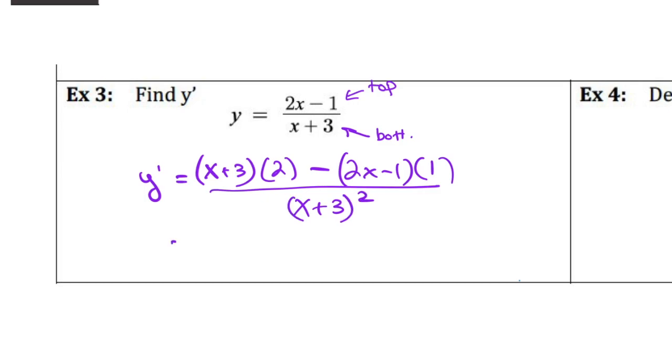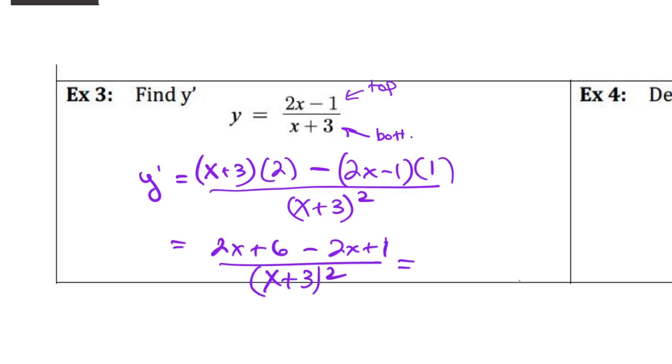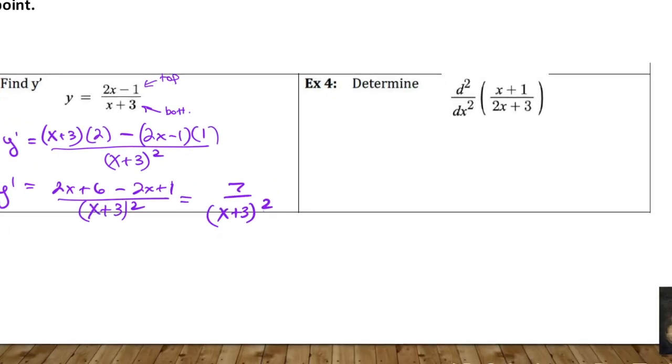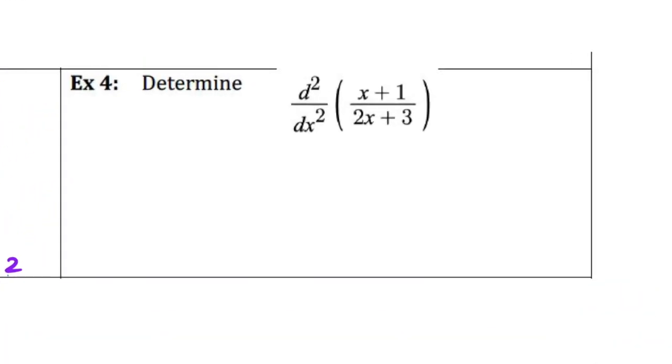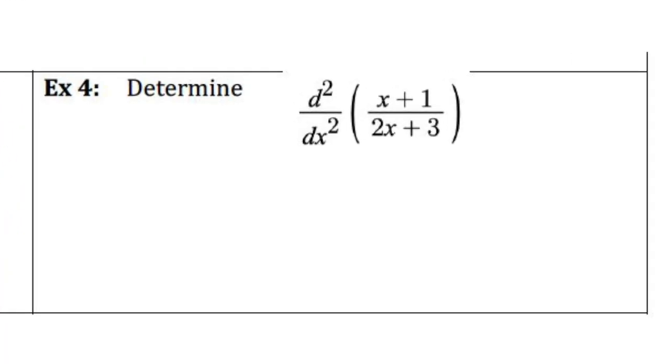Now this one should be simplified. And when you simplify it, you have your 2x plus 6 minus 2x plus 1 over your x plus 3 squared. And we end up with a nice little 7 over the quantity x plus 3 squared. Now remember, this is a derivative. Second quotient, oh no, oh my goodness. This isn't the first derivative, this is the second derivative.